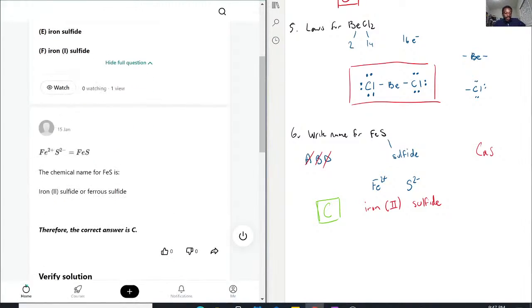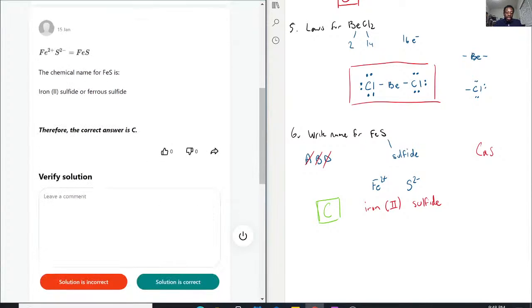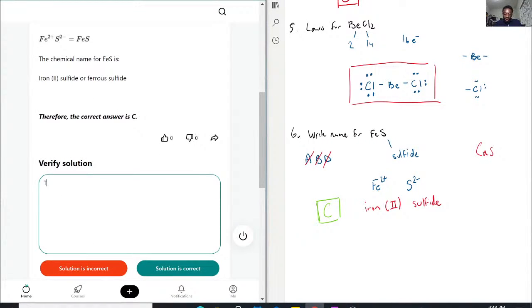Let's see how our colleague did. Yep, they just said the correct answer is iron 2 sulfide or ferrous sulfide. And the correct answer is indeed C. Alright, so this is correct.